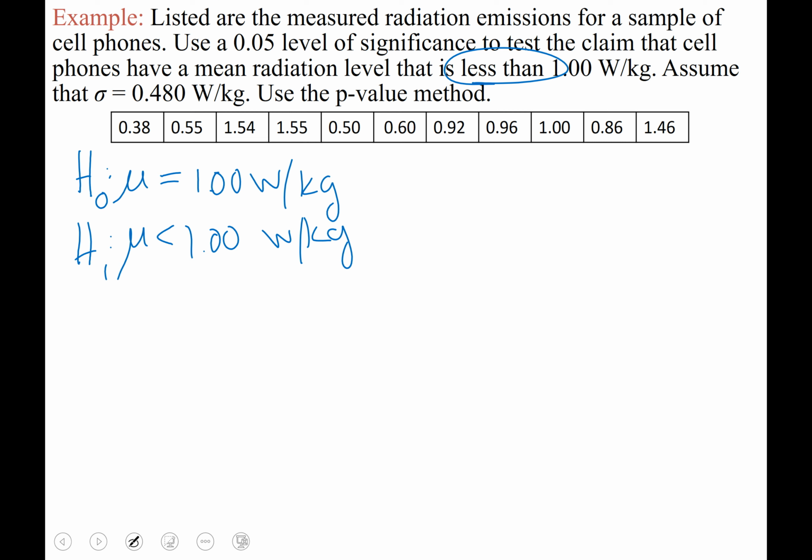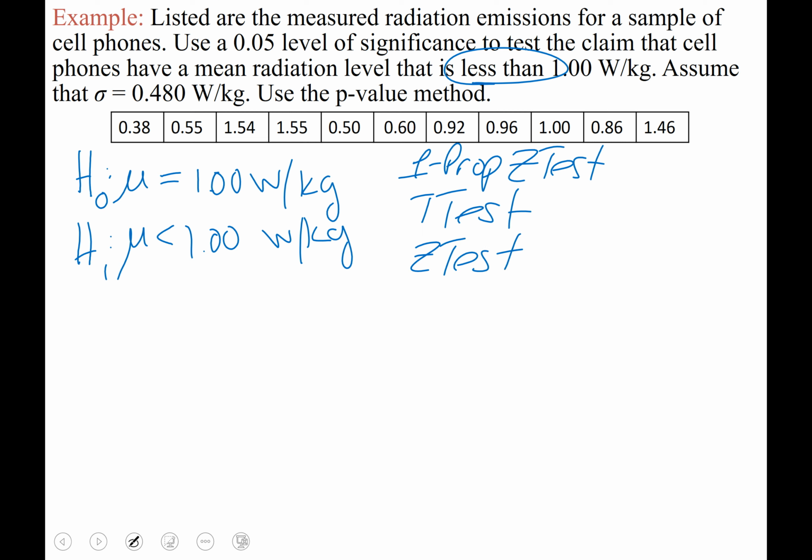Here are your 3 choices. I'm going to make this multiple choice for you, okay? Do you want to run one prop ZTest? Do you want to run the t-test? Or do you want to run the ZTest? It's only 3 we have so far in this class, at least. So pause the video. Look back if you need to. Figure out which test you're supposed to run here.